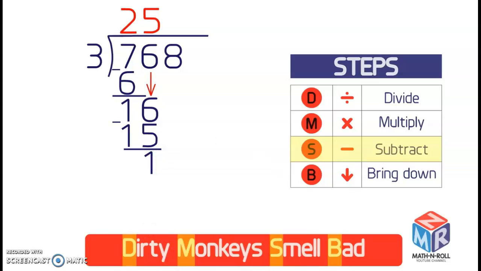After you subtract, the result should be less than the divisor. 1 is less than 3, so it's okay. Then bring down the next number, 8, to make the new number 18. Another cycle is complete, so begin the next cycle by asking how many times 3 goes into 18. That is, what's 18 divided by 3?